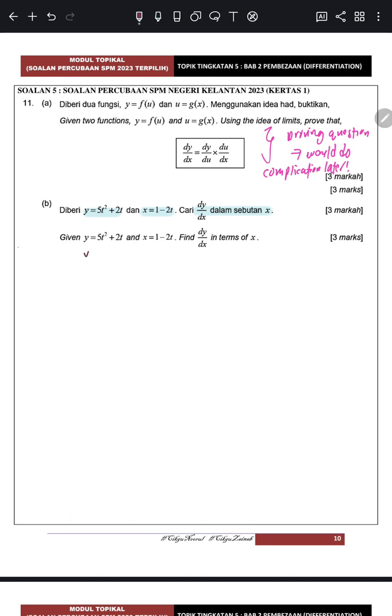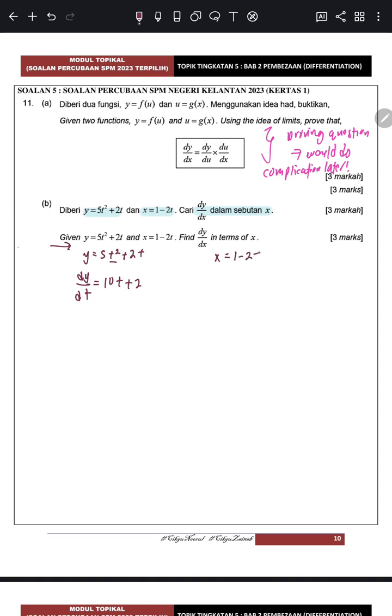So for y equals 5t squared plus 2t, how do you know this one is dy over what? You see the first letter is y, so dy over the second, which is t, so dt. It's simply like that. So dy/dt is 10t plus 2. So I have differentiated the first equation.